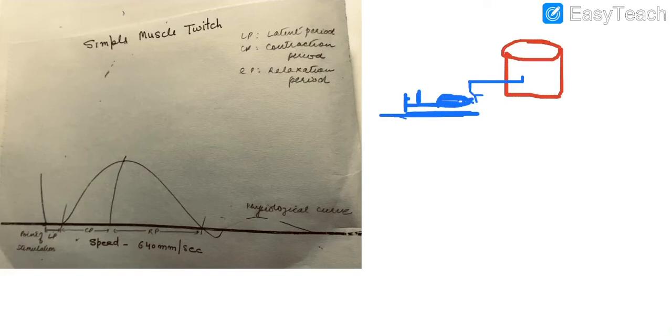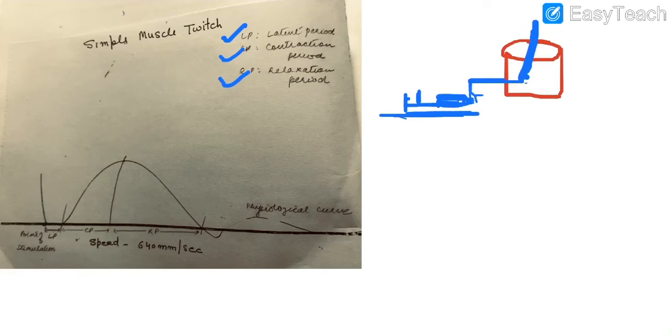Because it is contracting, the connection of this recording lever is such that when the muscle contracts, it moves upward. If the kymograph drum is not rotating, then we will just get a straight line this way. When the muscle contracts, this lever will move upward and we will get a straight line. But we want to notice the latent period, the contraction period, and the relaxation period.